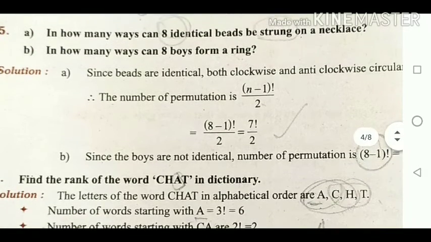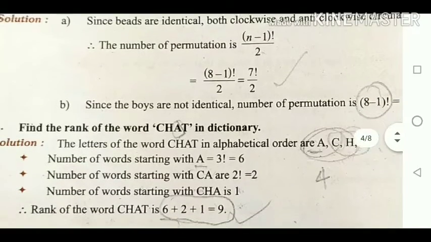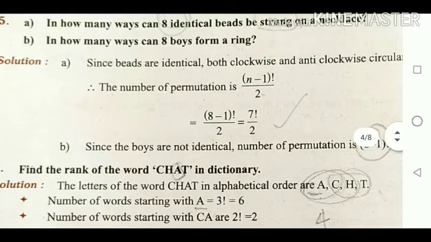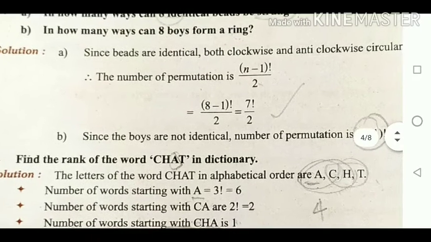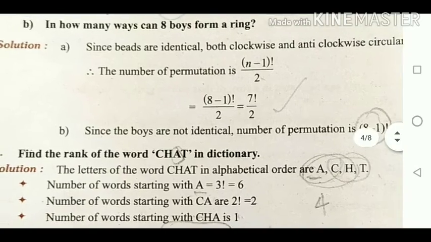The next one is, in how many ways can 8 boys form a ring? A ring means here also, since the boys are not identical. If it is identical, we write n minus 1 factorial divided by 2. If it is not identical, the answer is n minus 1 factorial. That's all. No need to divide it by 2. Whether all the boys are identical in nature? No. Therefore, the boys are not identical. Number of permutations becomes n minus 1 factorial. We are getting 7 factorial.